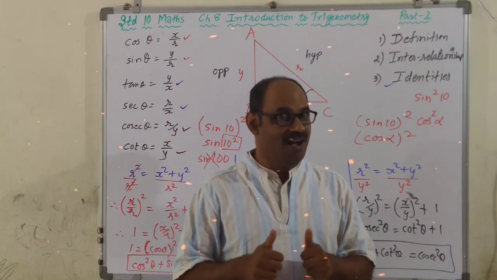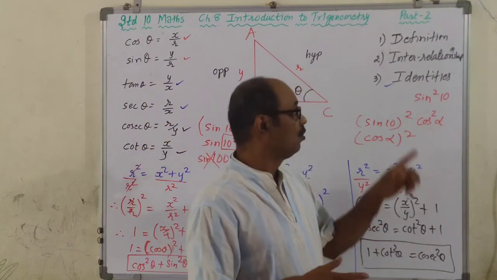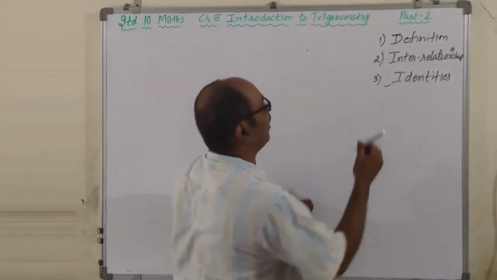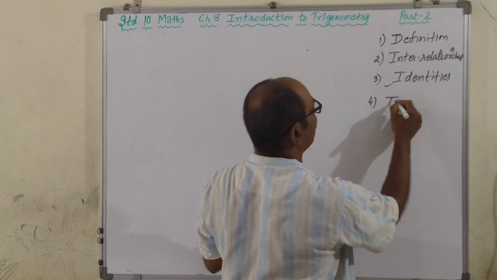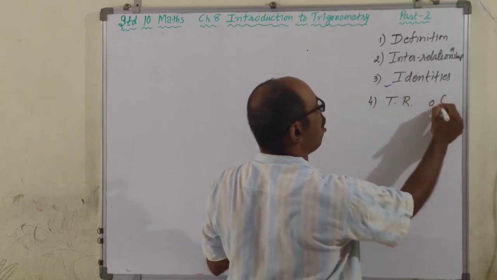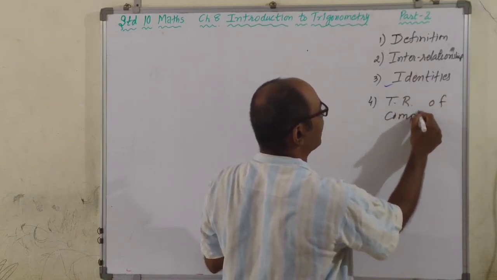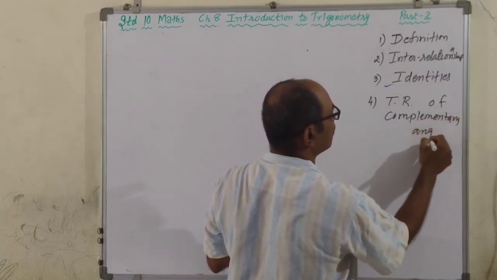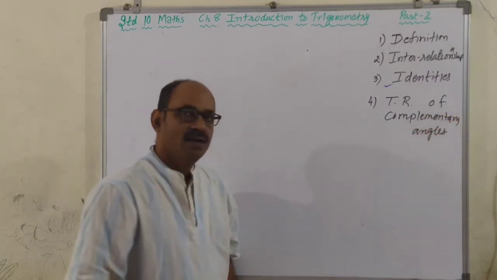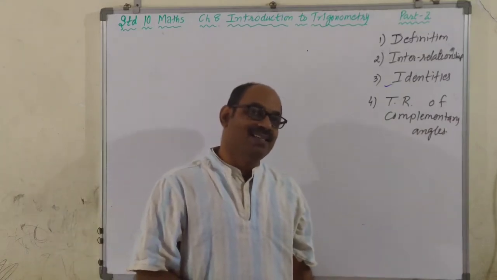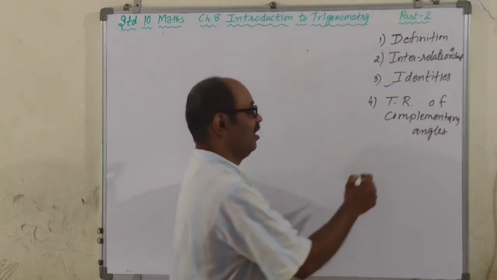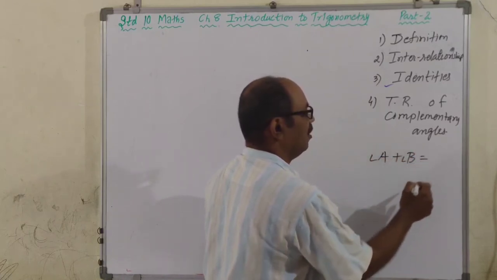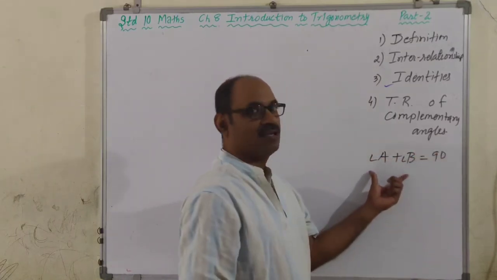Okay? Sure? Understood? So now we move on to the fourth concept. Fourth thing that we are going to learn is trigonometric ratios of complementary angles. Complementary angles. Alright? You have learned in lower standards. What is complementary angles? If angle A plus angle B is equal to 90, total measure of two angles.